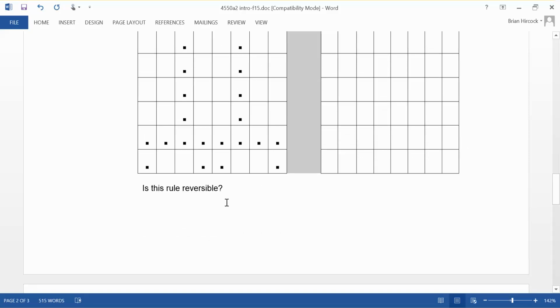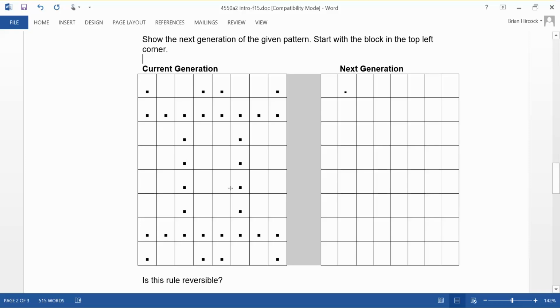And then you're asked, is the rule reversible? In order for it to be reversible, there only has to be one prior generation which could generate the current generation.